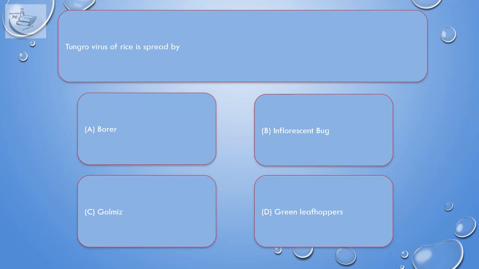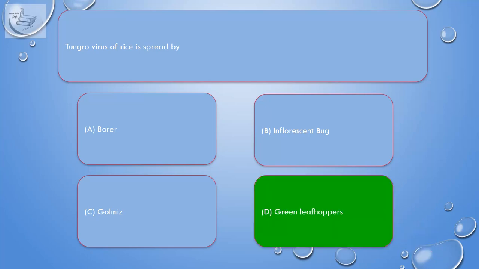Question: tungro virus of rice is spread by A. Borer. B. Inflorescent bug. C. Gall midges. D. Green leaf hoppers. Correct answer is D. Green leaf hoppers.